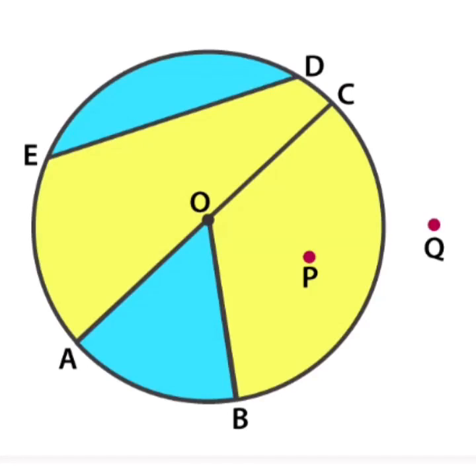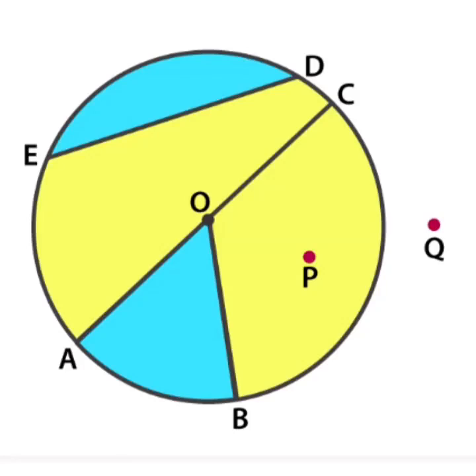Then the diameter. The diameter in the circle is CA. The chord of the circle is ED. Children, AC is a diameter as well as a chord of the circle. 2 points in the interior of the circle are O and P. A point in the exterior of the circle is point Q.